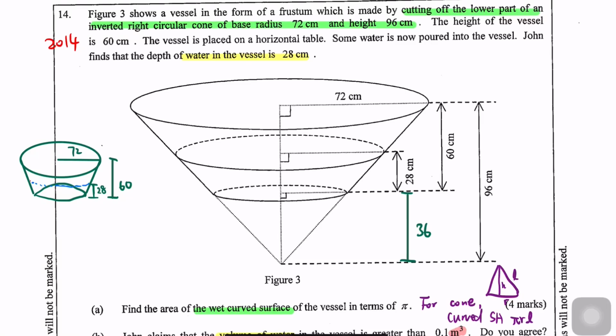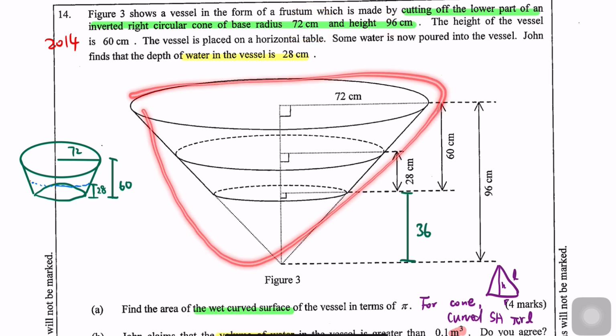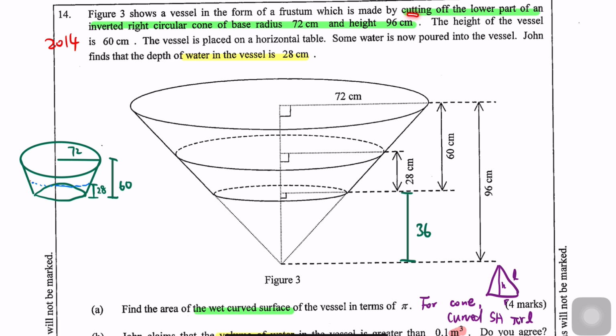PP2014 paper, I recommend everyone to read the question. You can see the graph is very complicated. Now what we have is a vessel, and the height is 96 and the radius is 72 cm. So basically the largest one is the vessel, and then it cut the lowest part. So cut the lowest part, this part here, it represents in dotted line. And then the height of the vessel is 60 cm. Now the water depth is 28 cm.